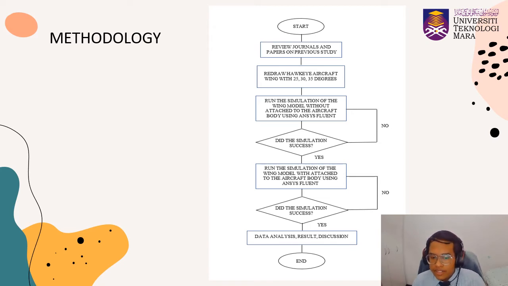If I succeed at this step, I will continue my studies by running the simulation of the wing model attached to the aircraft body using ANSYS Fluent. The same step will be used. I have to run it until I succeed, and after I succeed at this step, I will analyze the data, get the results and do a discussion on the results. That's all.